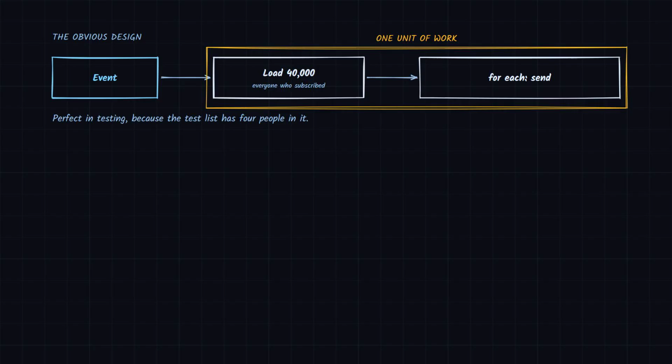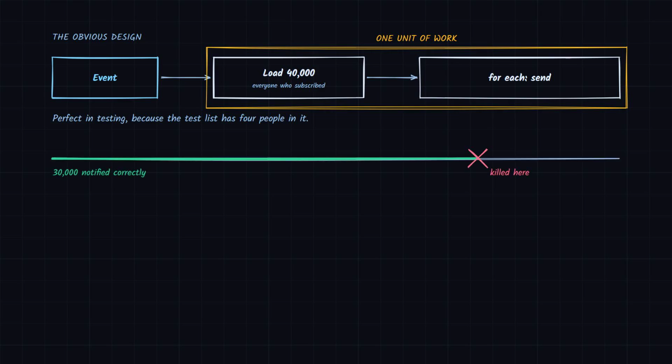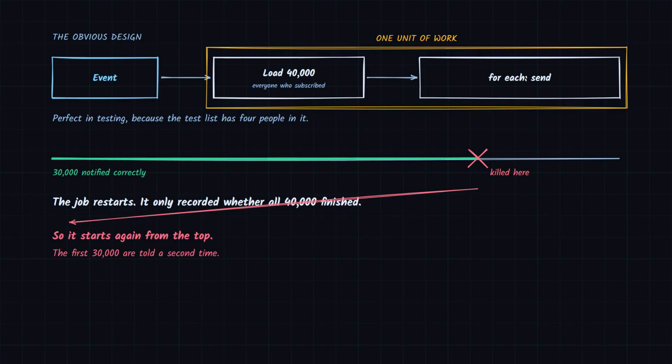The problem shows up at 40,000, and it is not speed. It is that the whole fan-out is a single unit of work. Halfway through, the process is redeployed, or the provider times out, or the job runs past its limit, and the scheduler kills it. Whatever the reason, the job restarts, and because the only thing the system recorded was whether the job finished, it starts again from the top. The first 30,000 people who were notified correctly get told a second time. Run that loop 3 times and you have the 11 notification morning.